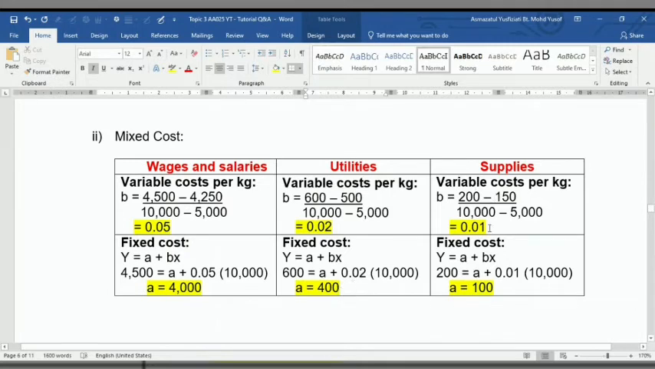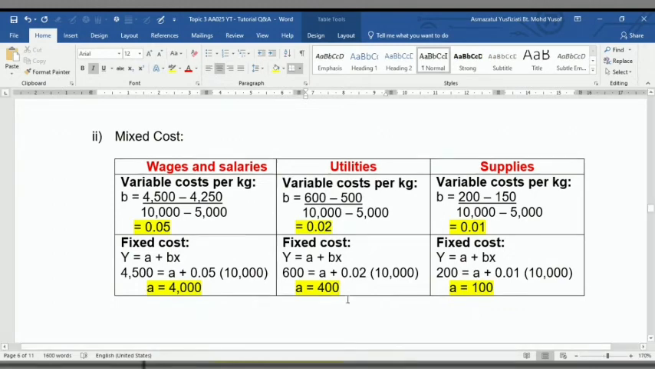Okay, now for supplies, same goes to supplies. Use the same step. So for variable cost, supplies equals to 1 cent. And then you find the fixed cost. You solve the problem. In this calculation, I take the highest activity. So fixed cost for supplies equals to 100. So that you have segregated the variable cost and the fixed cost in the mixed cost.